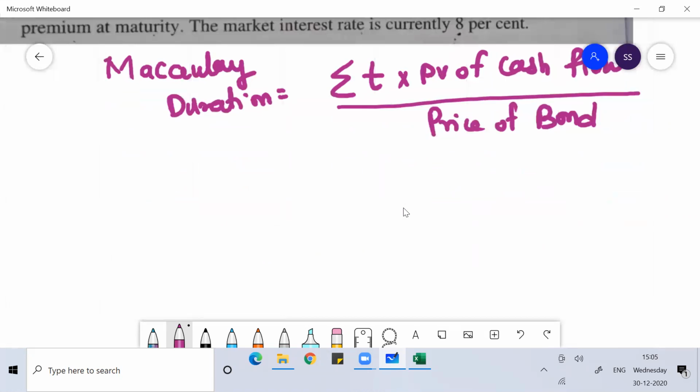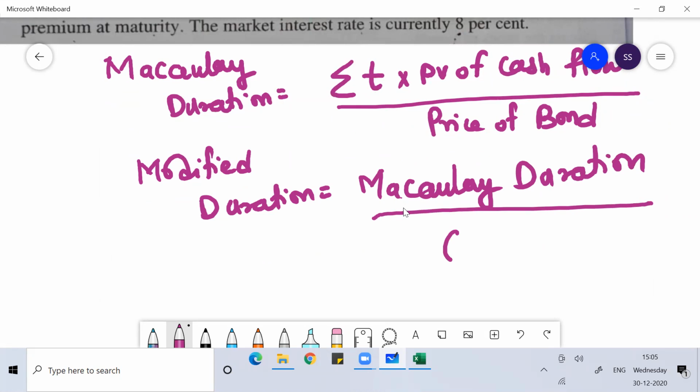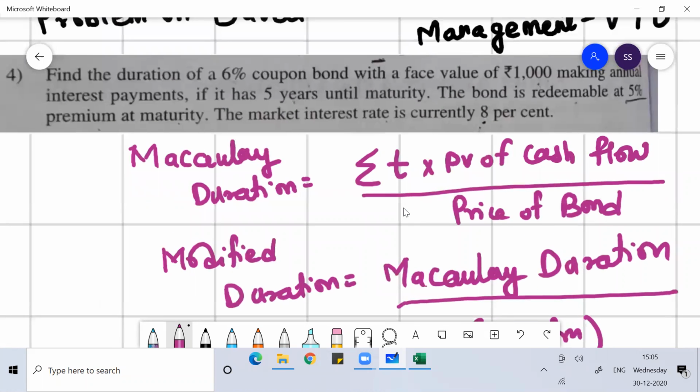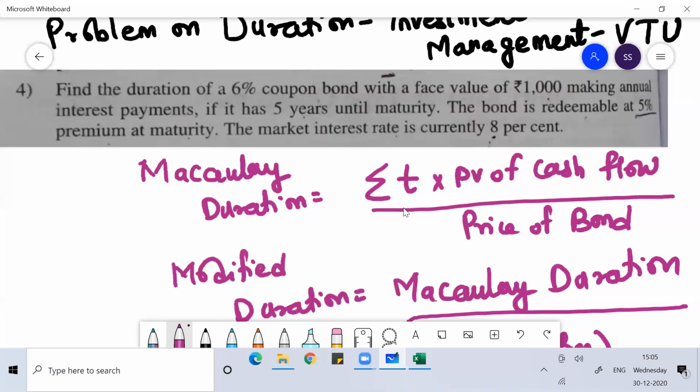Whenever we say modified duration, what is modified duration? Modified duration is nothing but Macaulay duration divided by 1 plus YTM. So that is called modified duration. I hope you know this part. Okay, fine, everyone. Now, going further, we'll do both these calculations for you.